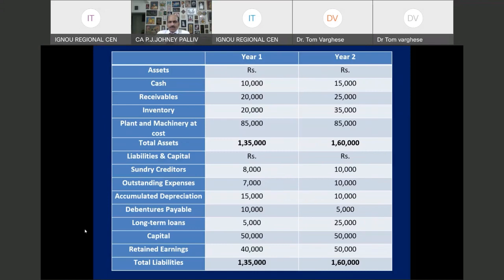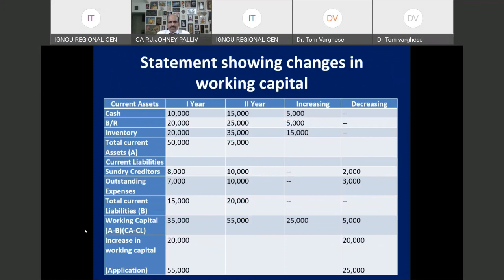In the balance sheet or the statement of changes in working capital, you can see the total of current asset is 50,000 and the total of current liability is 15,000. The current assets divided by current liability is more than 3. Here also, current asset is 75,000, current liability is 20,000, which is more than 3 or 3.5, 3.6, etc. Therefore, it is highly liquid, or the liquidity of this company is very good.